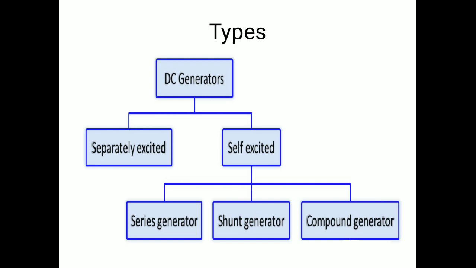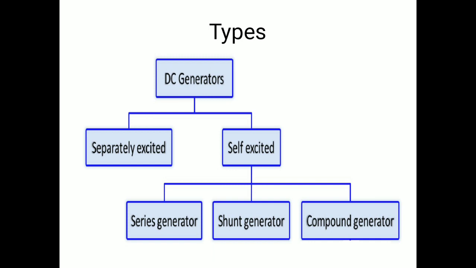Next, the types of DC generator: one is separately excited, and the second is self-excited. In a separately excited generator, the field winding is energized from an external DC source, which means an external source supplies the generator. In a self-excited generator, the current is generated within the generator itself. This is the main difference between these two types.